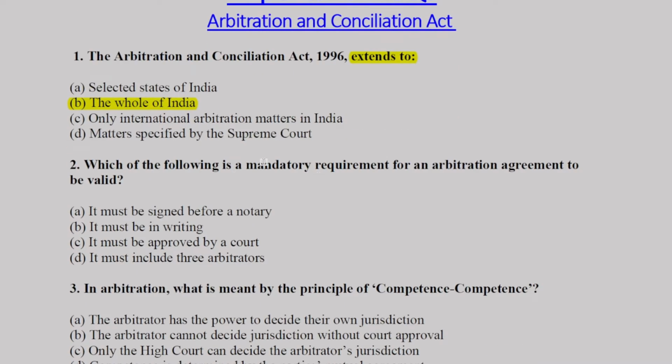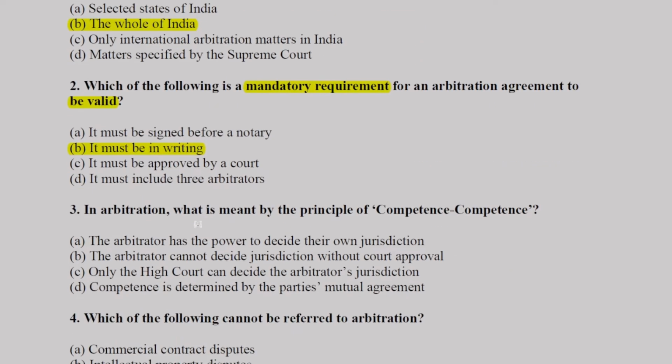Which of the following is mandatory for an arbitration agreement to be valid? It must be signed before a notary. It must be in writing, yes. It must be approved by a court. It must include three arbitrators. So the answer is B. It must be in writing.